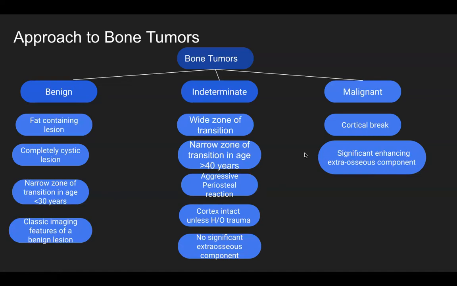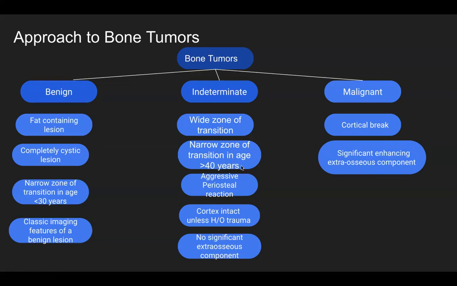Most of the tumors on X-ray, actually in the practical world, we are going to classify them into indeterminate categories. And the criteria which puts a tumor into indeterminate categories are if a tumor is showing a wide zone of transition. Yes, wide zone of transition does mean that a tumor may be malignant, but we'll see later there are some benign tumors which produce a lot of bone marrow edema on MRI, and on X-ray they can actually show a wide zone of transition.